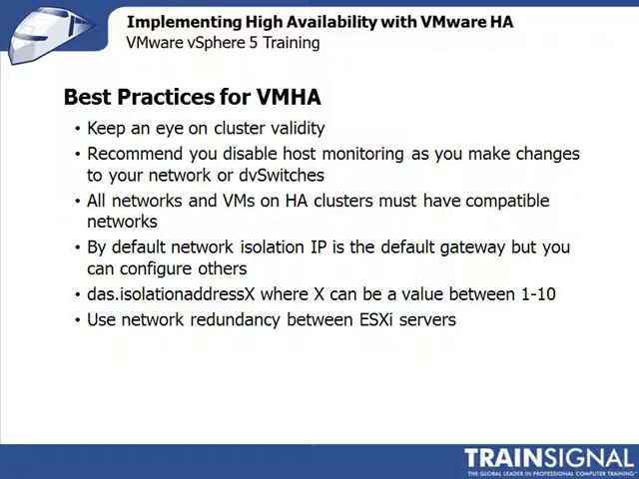All networks and VMs on HA clusters must have compatible networks. This just means to make sure that all the ESXi hosts in the cluster have access to all the VM networks.